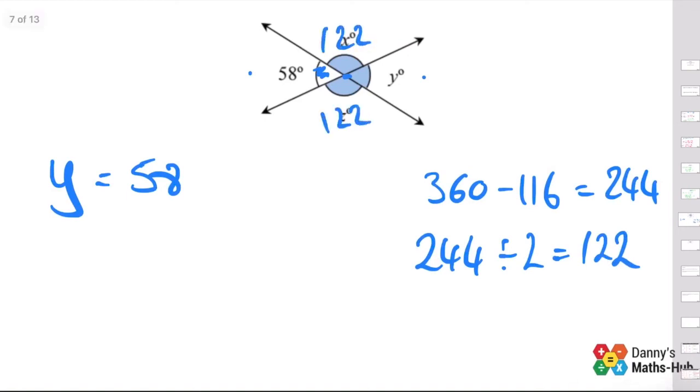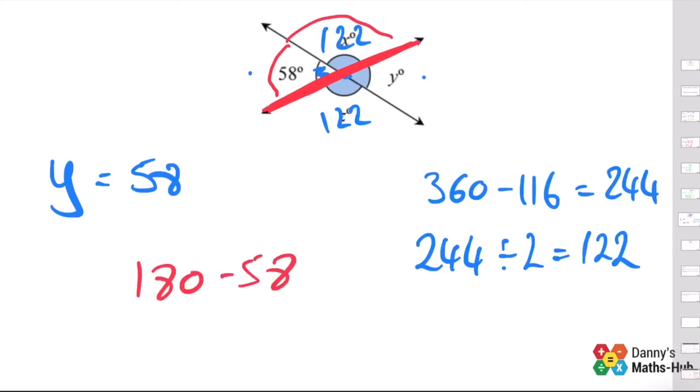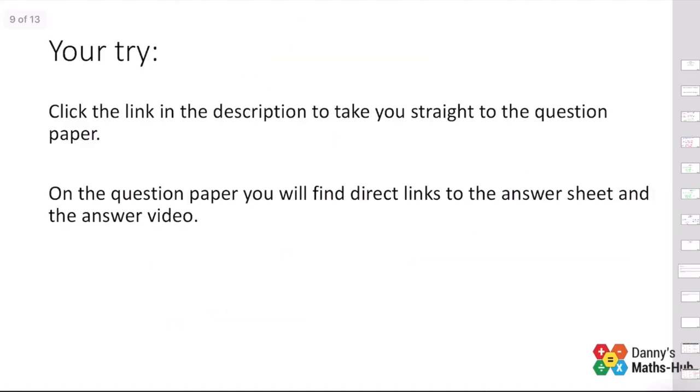Or we could have looked at this as a straight line. Now we've got 58 here, and then work out how much we've got here. So we could have done 180 minus 58, which would also have given us 122. It doesn't matter which way around you do it, but I just wanted to show you that you could use the angles around a point rule or the angles on a straight line rule.